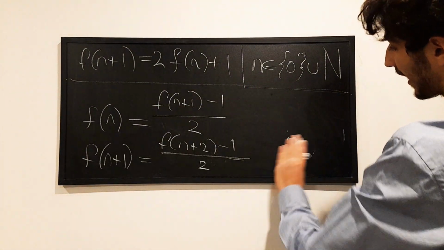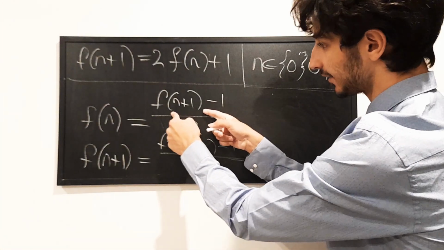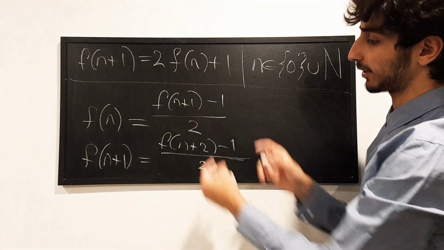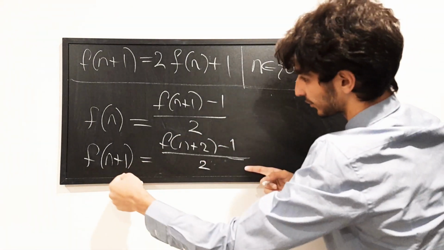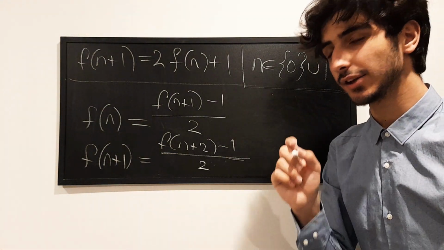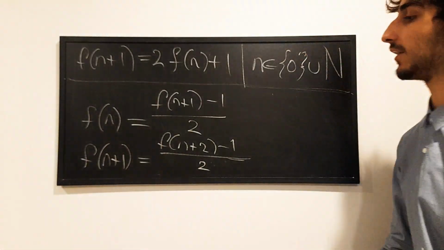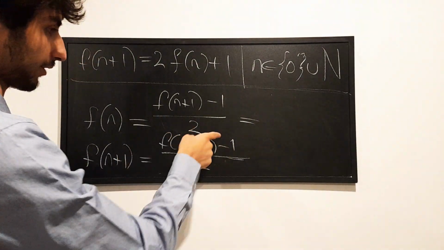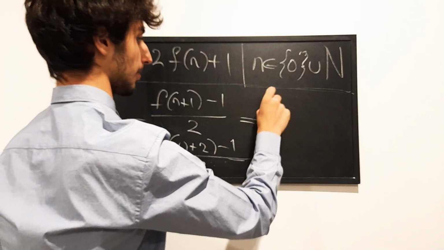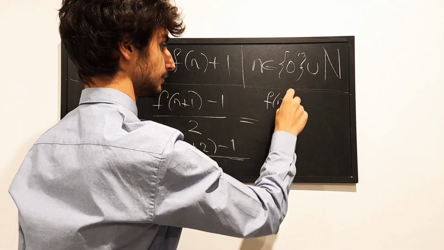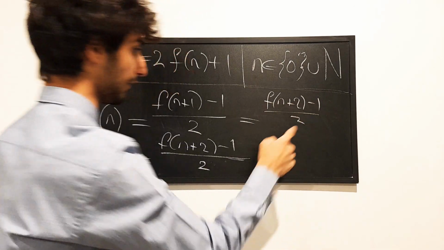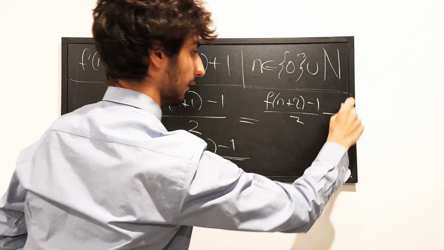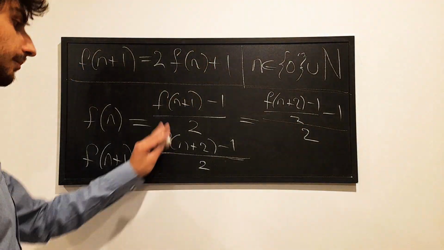But notice that because f of n plus 1 appears over here, we can actually just substitute this as f of n plus 1, since this particular expression is equal to f of n plus 1, and we are particularly interested in finding what f of n is. So now that we substitute this into f of n plus 1, we will get that this is equal to f of n plus 2 minus 1 over 2. That is f of n plus 1. And now we have left to subtract 1 and divide by 2.